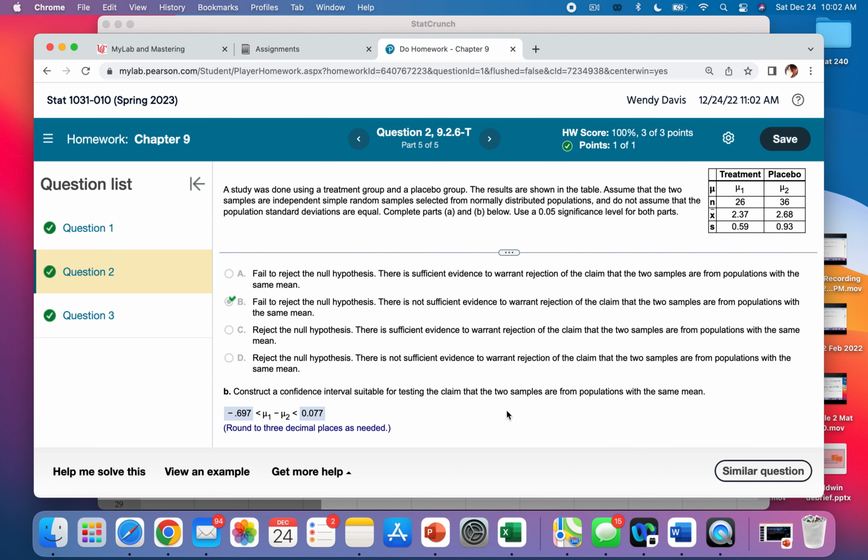You see how 0 is in that interval? That means they're probably equal. The reason we're using 0 is because if two numbers are equal, then when you subtract, you get 0. So this also confirms what we did up here, that it does not seem that there's any difference between the two. 0 falls between the negative and the positive, so that means the two things are probably equal.